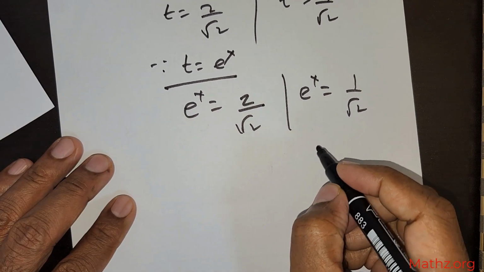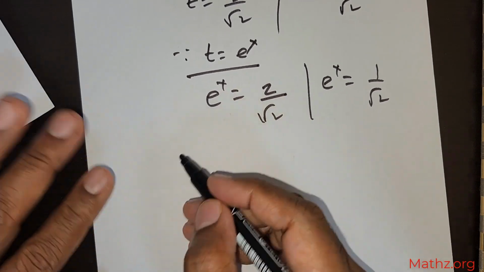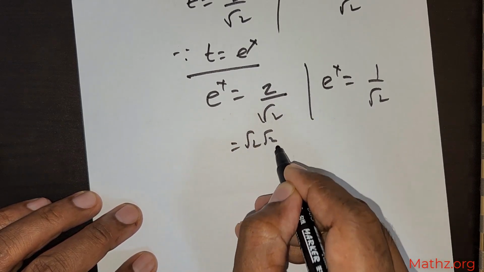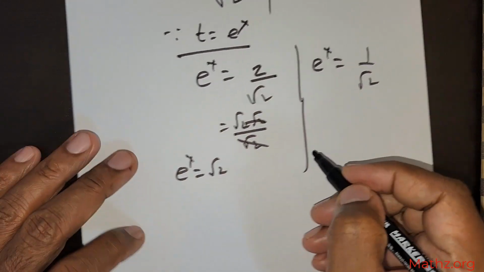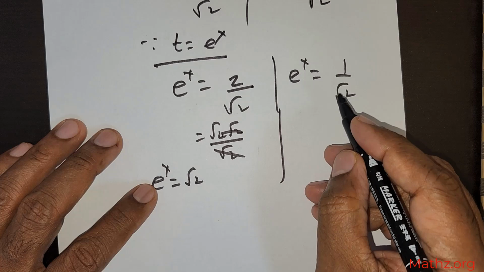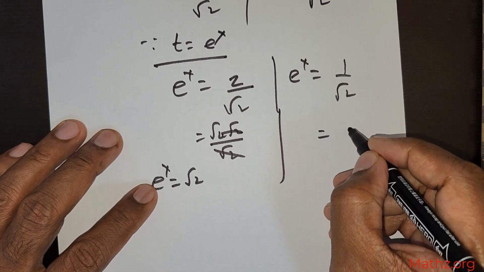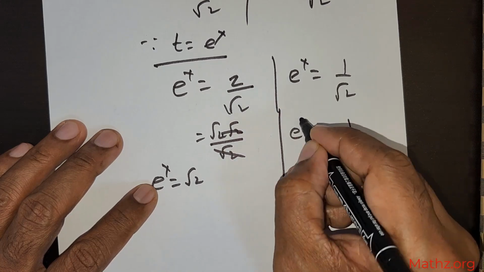Okay, now I can actually consider this first. So let me just consider this first. Now this is going to be root of 2 times root of 2 divided by root of 2. They get cancelled, so e raised to the power of x is equal to root 2. Never mind, let us just have it as it is.